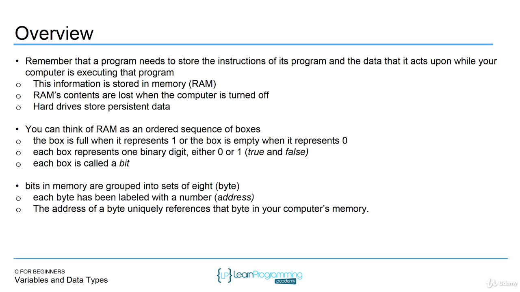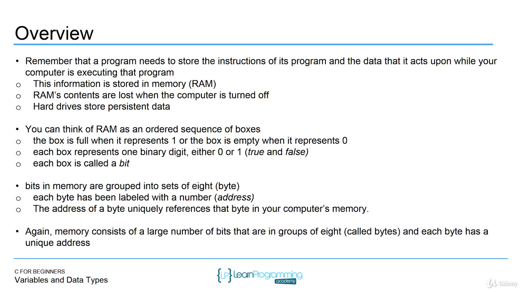So every byte has an address. The address represents a location in memory, and it uniquely references that byte. That's how you can access the data, and that's how you want to visualize it. So again, memory consists of a large number of bits that are in groups of 8 called bytes, and each byte has a unique address. And your program will access that data usually through an identifier, but it can also use hexadecimal addresses.